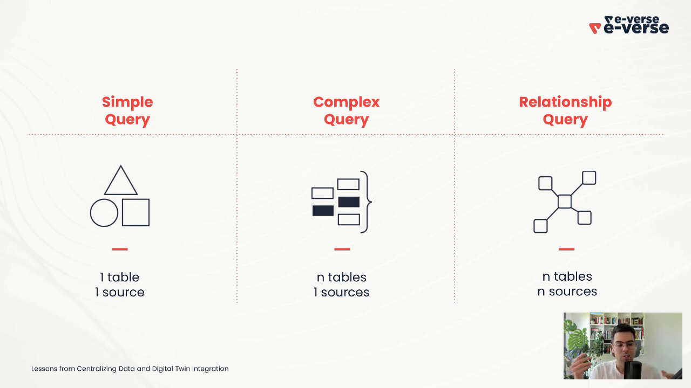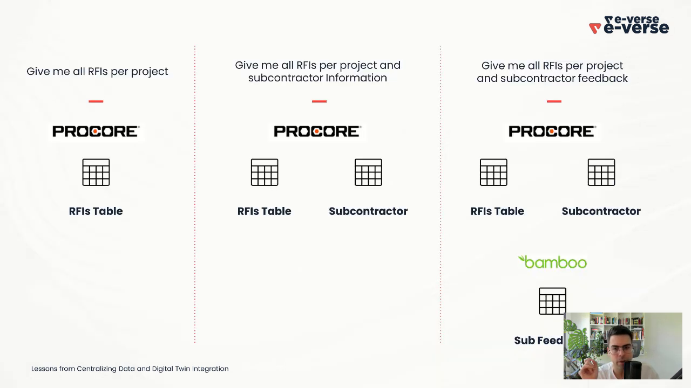And then the last one, which is much more complex, is the relationship query, where you have multiple tables from multiple sources. So, for example, if I have a project in Autodesk Construction Cloud and a project on Procore, I need to find a way to tell my report that this project is the same project as this one. So there needs to be an ID or something that makes the connection. And this is much more complex. So we defined it on these three levels of difficulty when we started implementing it.